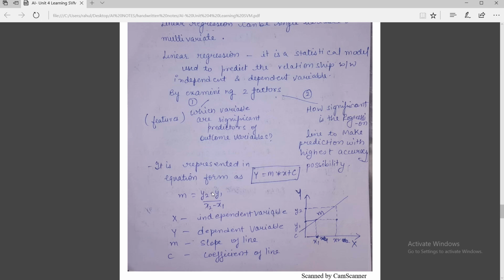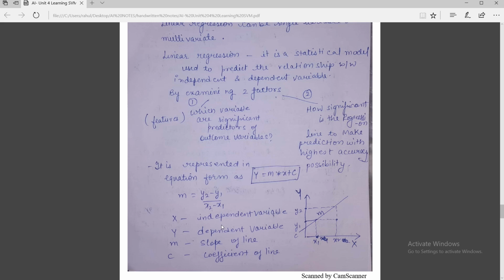The basic equation of linear regression is y equals m multiplied by x plus c. Here m is y2 minus y1 divided by x2 minus x1. This is the graph we get when we cover a problem with linear regression. Here the output will be shown in a linear formation, or a line of linear output.